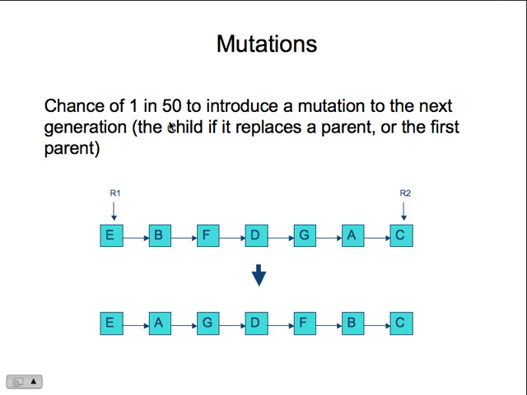And in the mutation step, here's the numbers here. So there's a chance of 1 in 50 to introduce a mutation in the next generation. So the child, if it replaces a parent or the first parent, we can just take here and go, well, we can just randomly rotate stuff.